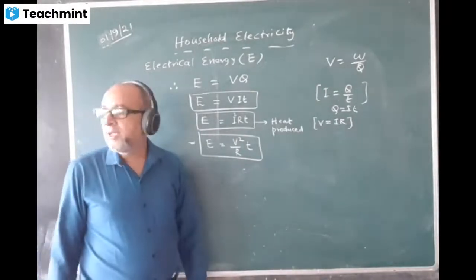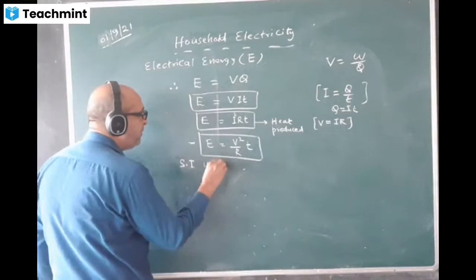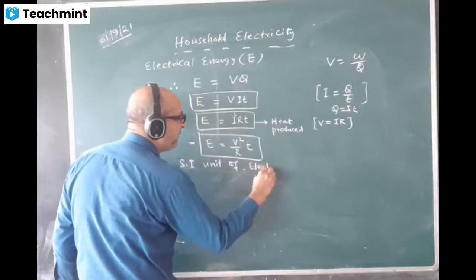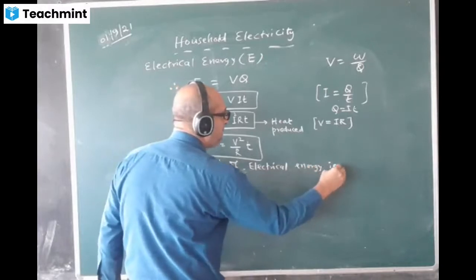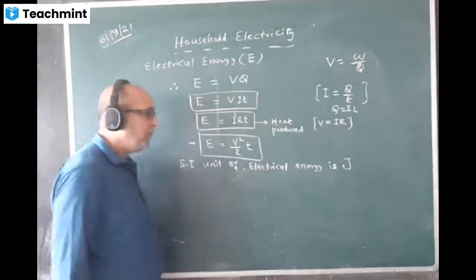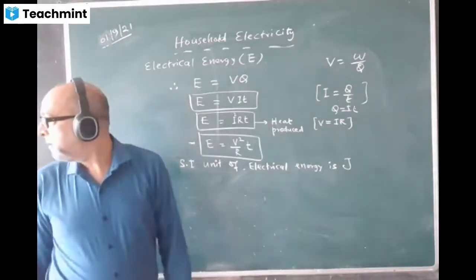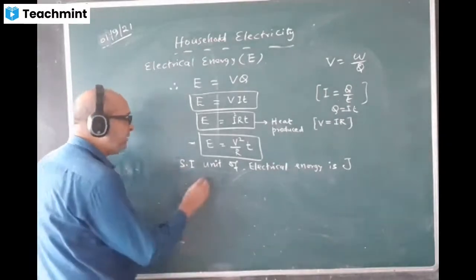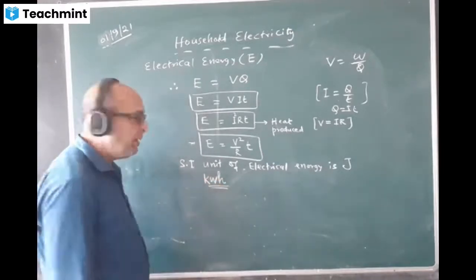Write below this. The SI unit, the SI standard unit of electrical energy is joules. Write only as joules. SI unit of electrical energy is joules. And its commercial unit is kilowatt hour, kWh. Its commercial unit is kWh.